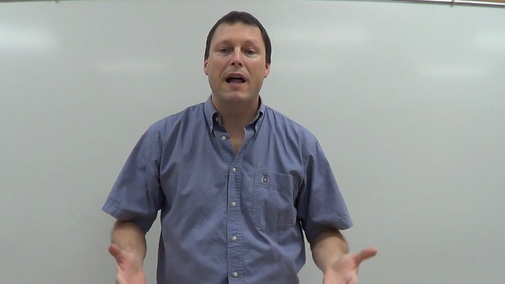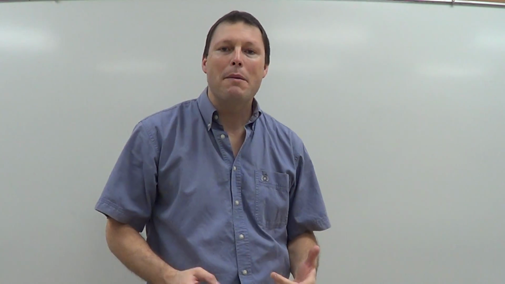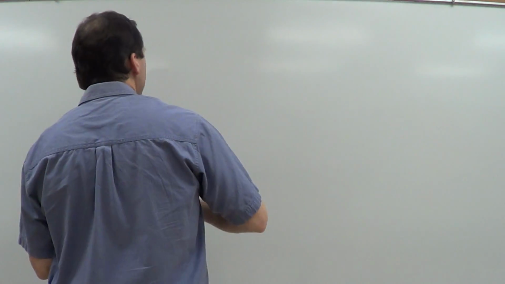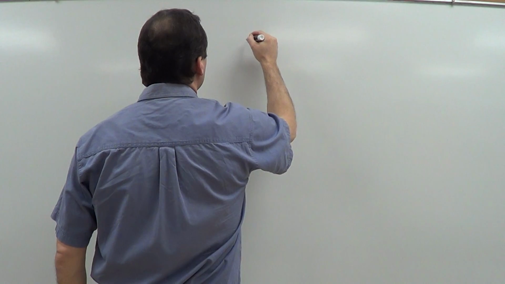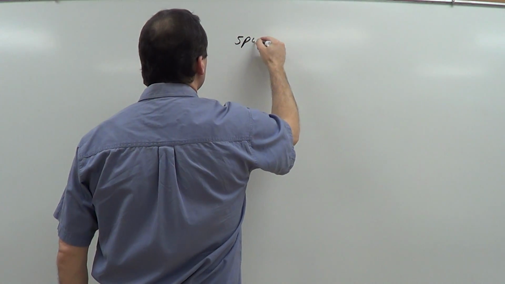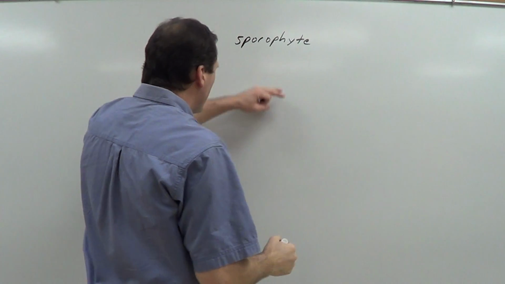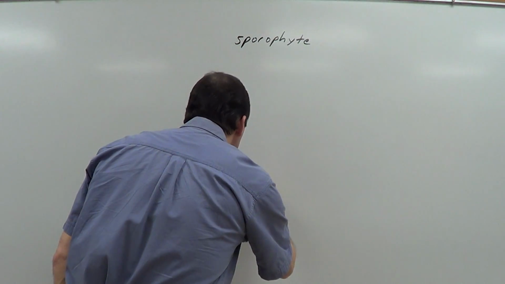Today we're going to talk about angiosperm life cycles, or flowering plant life cycles. As in past videos, I like to put the dominant stage on top, which is going to be the sporophyte. So let's go ahead and start with the sporophyte. And down below we're going to put the gametophyte.